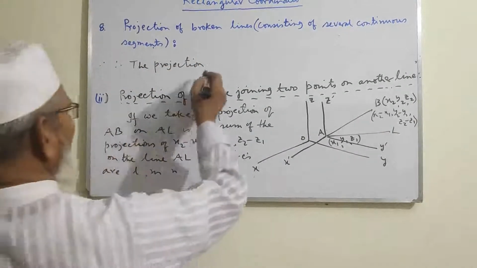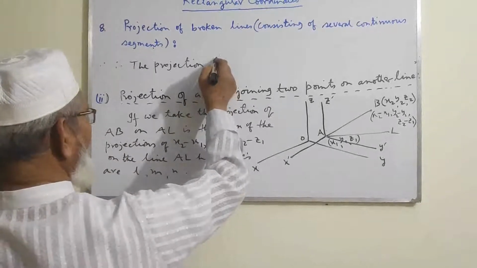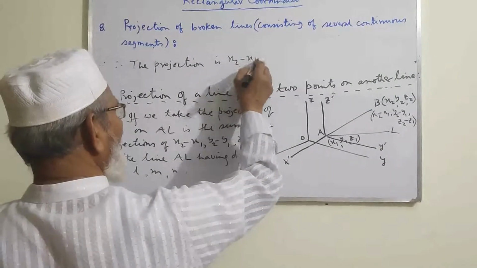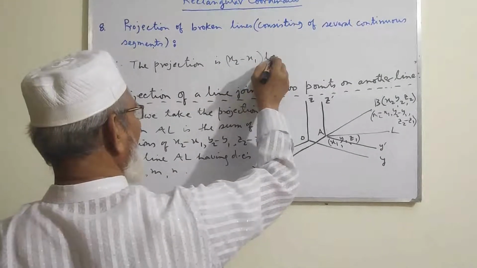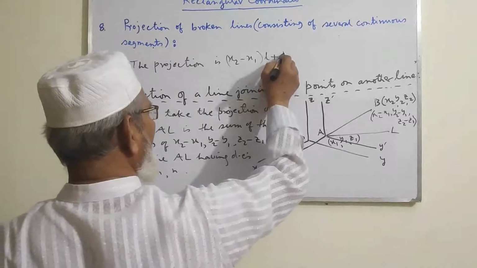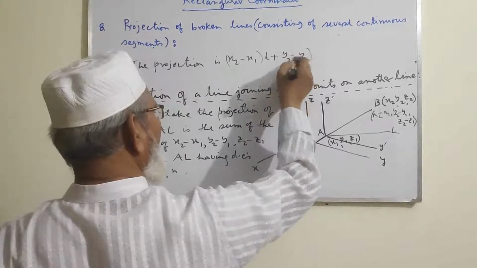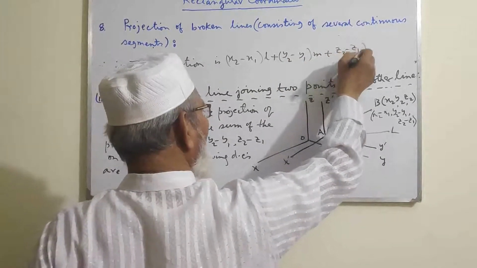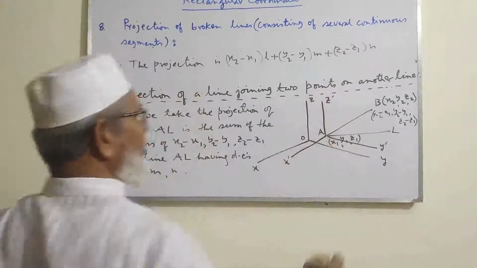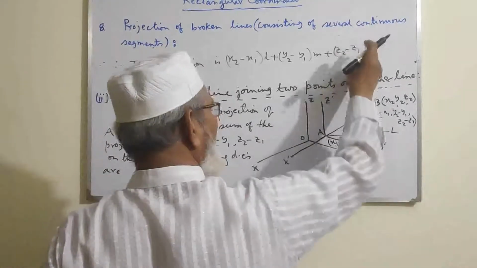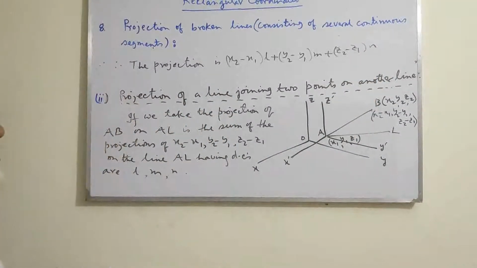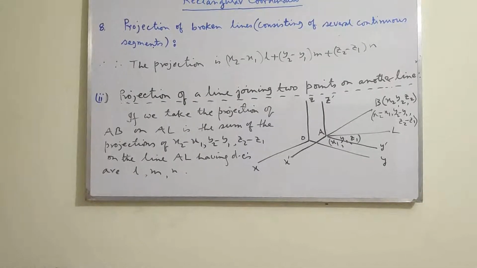Therefore, the projection is (x2 minus x1) into L plus (y2 minus y1) into M plus (z2 minus z1) into N. This is the projection of a line joining 2 points on another line having direction cosines L, M, N.